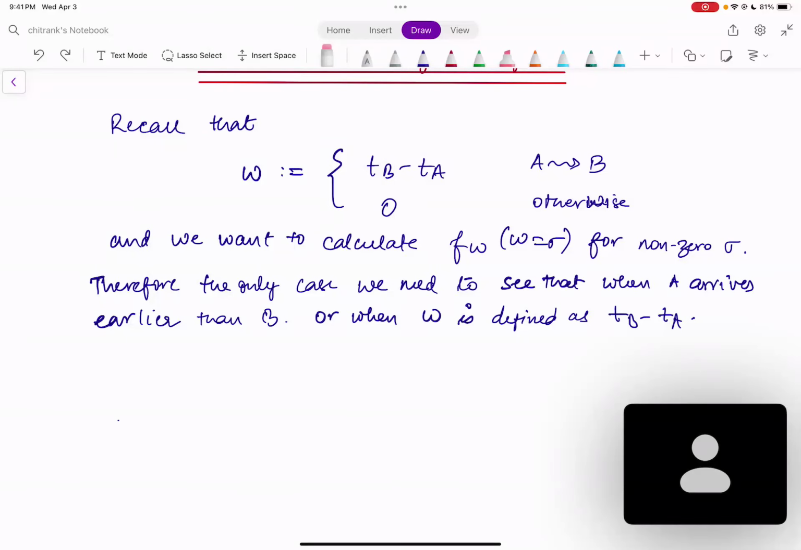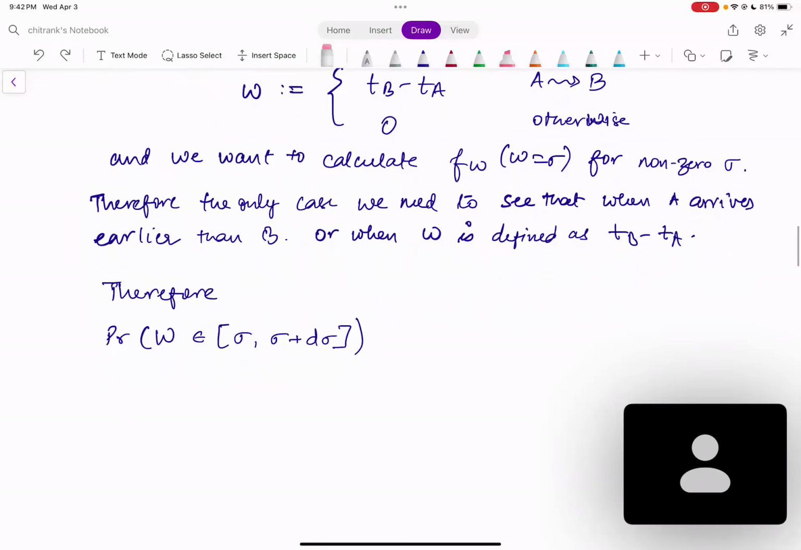All right, which means that from the mathematical definition of W, the only situation we have to consider is the first case, when A arrives before B. In that particular case, we know that W is nothing but TB minus TA. So this is what we had left off with: how can we express the distribution function in terms of the probability. Our aim here is to find out what this probability could be.